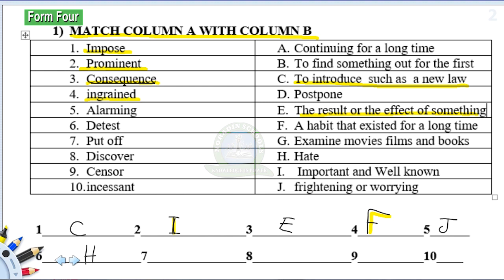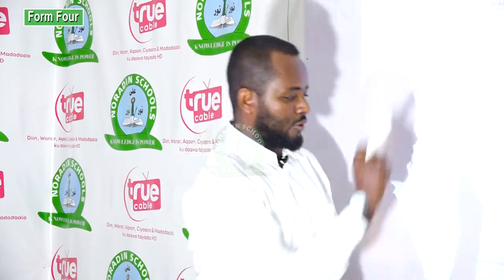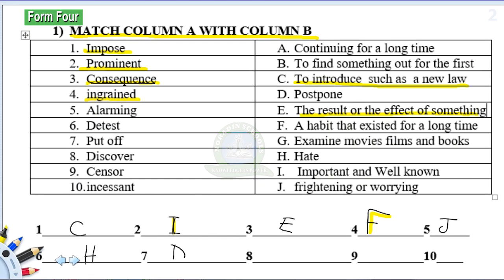What about put off? Put off, postpone, or delay. For example, I put off my trip to China due to coronavirus. So it's D. Number 7 is D. What about number 8? Discover. To find something out, not just to find something, but to find something out. Number 8 is B.